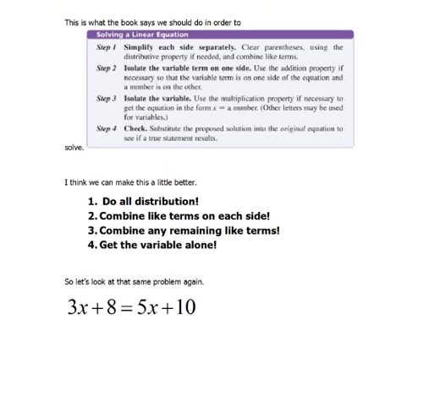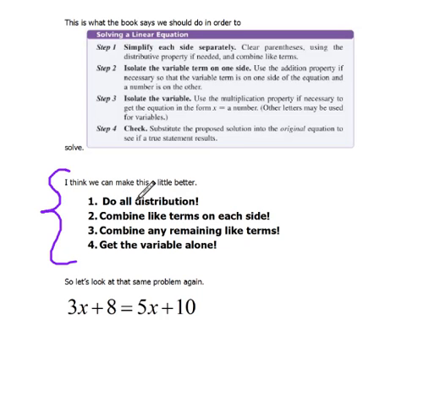So here we have something that I took out of the textbook, and it says, step number 1, simplify each side separately. And then number 2, isolate the variable term on one side. This to me is just a little bit confusing. So what I like to do is rewrite it using my own type of language. And so I like to write out my steps as this.